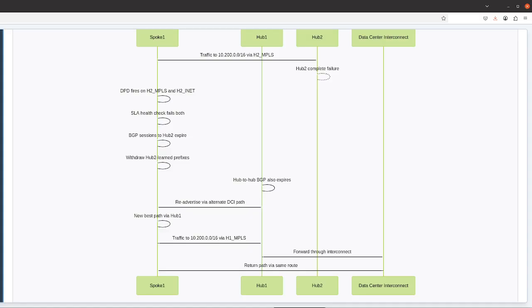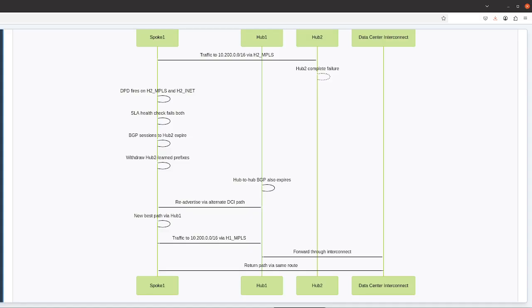Hub 2 then suffers a complete failure. This could be a power outage in the data center, a catastrophic hardware failure, a software crash, or a regional cloud provider outage. All Hub 2 services go offline simultaneously. On Spoke 1, both the H2_MPLS and H2_INET tunnels lose their remote peer, i.e. dead peer detection fires on both tunnels, typically within 20 to 30 seconds depending on DPD timer configuration. The tunnels are declared down.